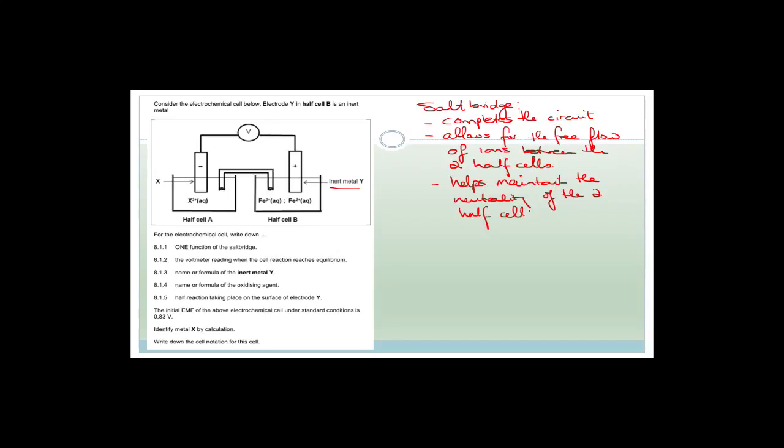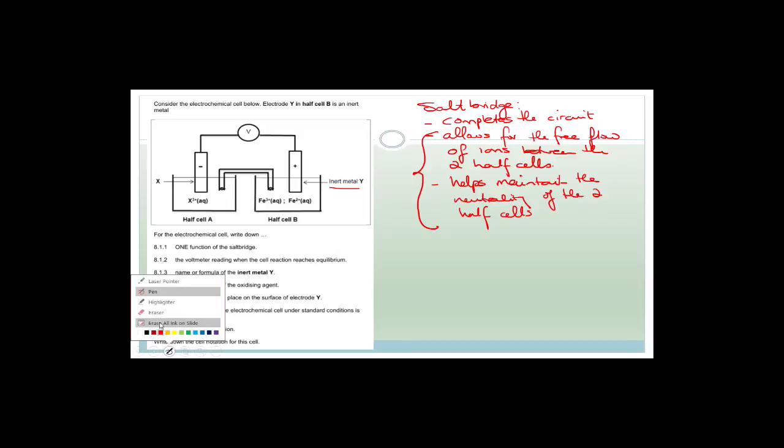So here's the thing, grade 12s. If I had to ask you for one function, I honestly would probably go for complete a circuit. If you're going to go for this lot, you need to write these two together. And it's kind of sneaky. If they say to you, write down three functions of the salt bridge, then you want to do all three. You want to complete the circuit, allows for the free flow, and helps maintain the neutrality of the two half cells. If they ask you for two, you write complete the circuit, and then this you put as one whole function. Okay, so they do want to see all of this when they want to know all the functions of the salt bridge. It doesn't matter whether they ask for two or three, this is all that you write.